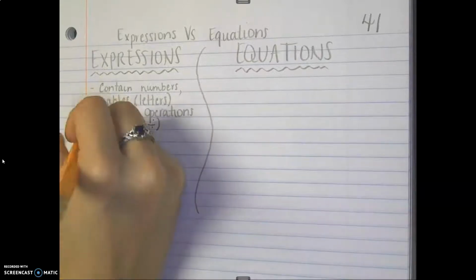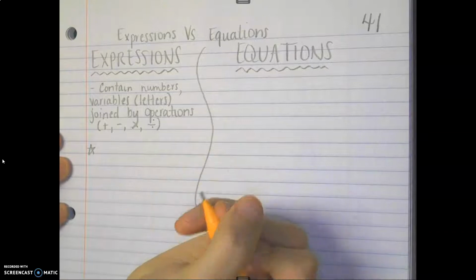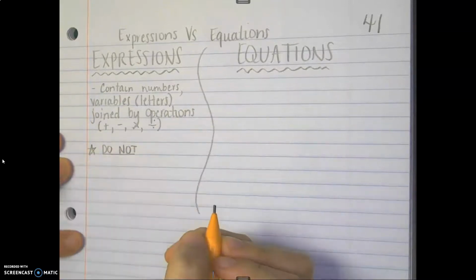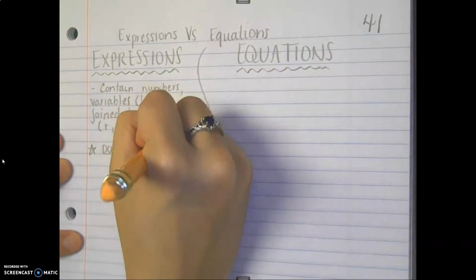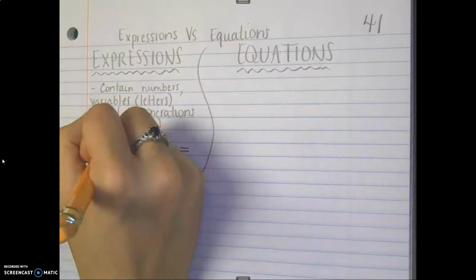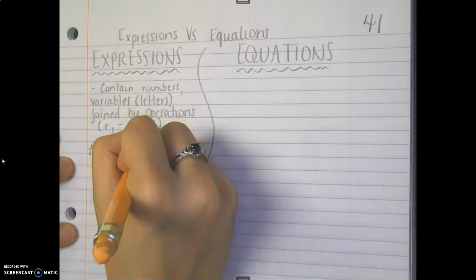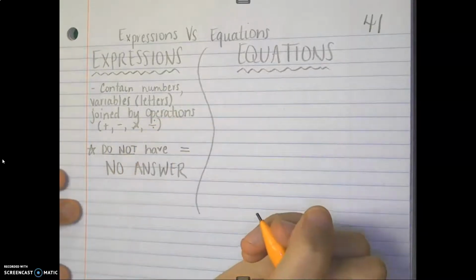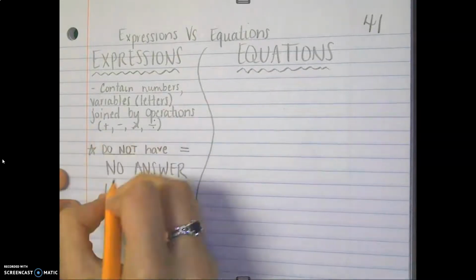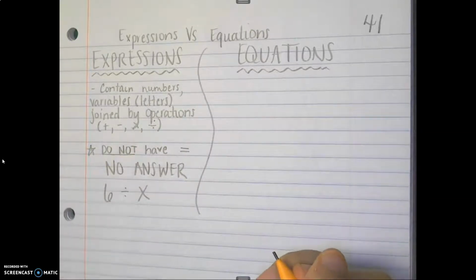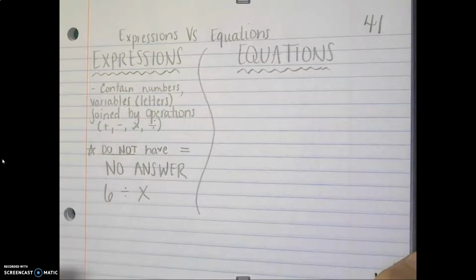Now the main thing about expressions, so we're going to draw a star, is that they do not, and I'm going to underline it because it's important, they do not have an equal sign. So that means there's no answer. If we don't know what the answer is, it's an expression. Or we can solve for it. So it would look something like 6 divided by x. And it can be any letter in the alphabet. So expressions do not have equal signs.